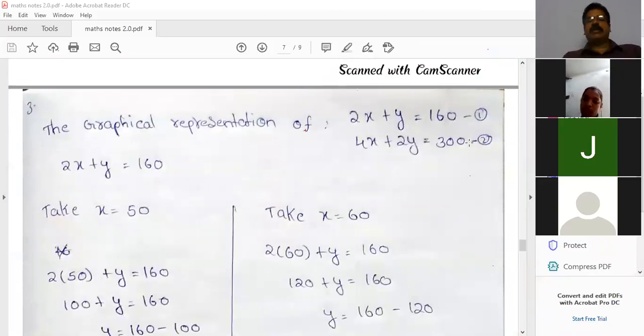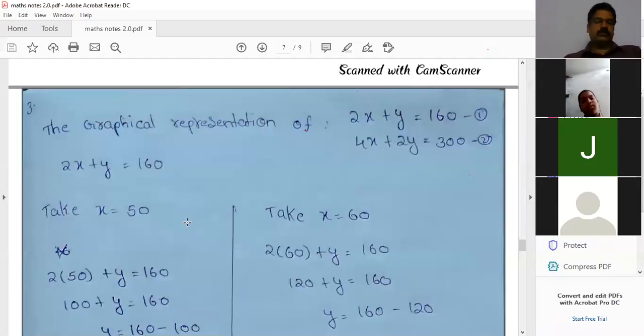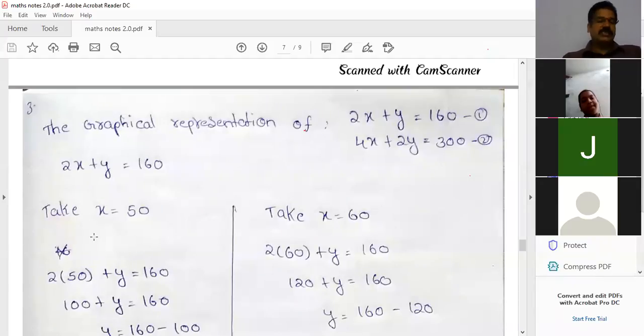The graphical representation of 2x plus y equal to 160, 4x plus 2y equal to 300. In 2x plus y equal to 160, all the values are in tens. That's why I take x equal to 50, then 60, 70, like that, multiples of 10. In the previous sum I took multiples of 100. Now I take multiples of 10. I take x equal to 50.